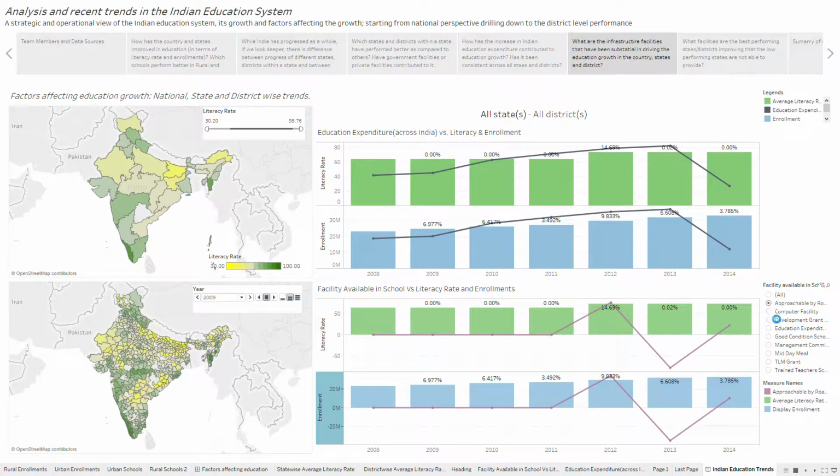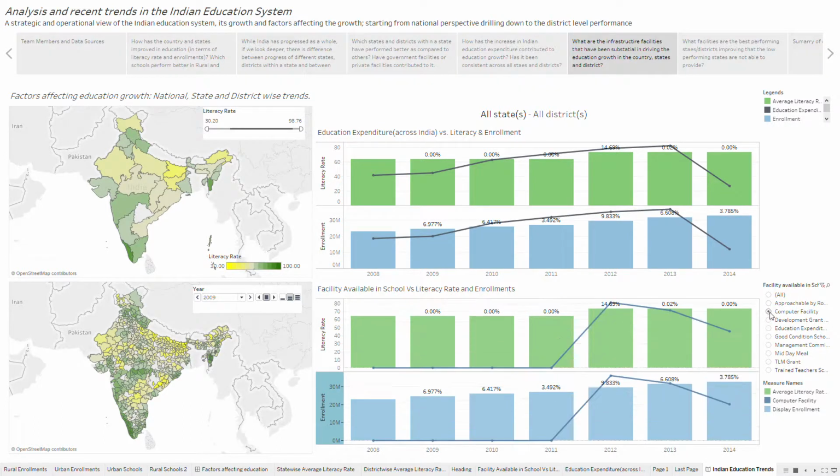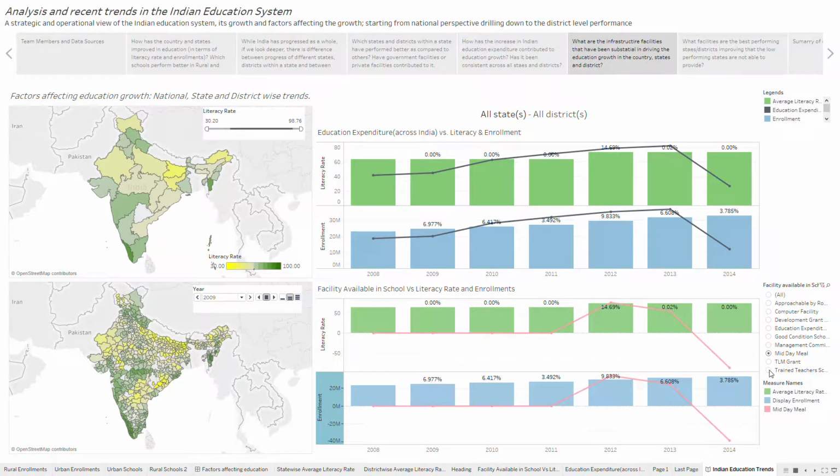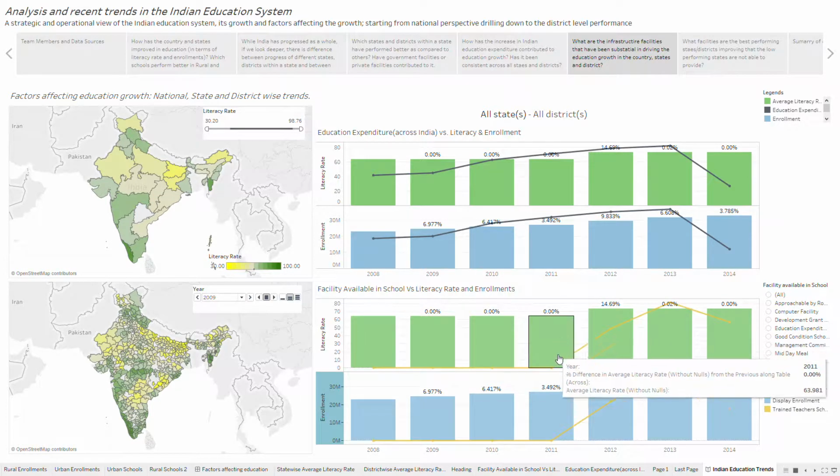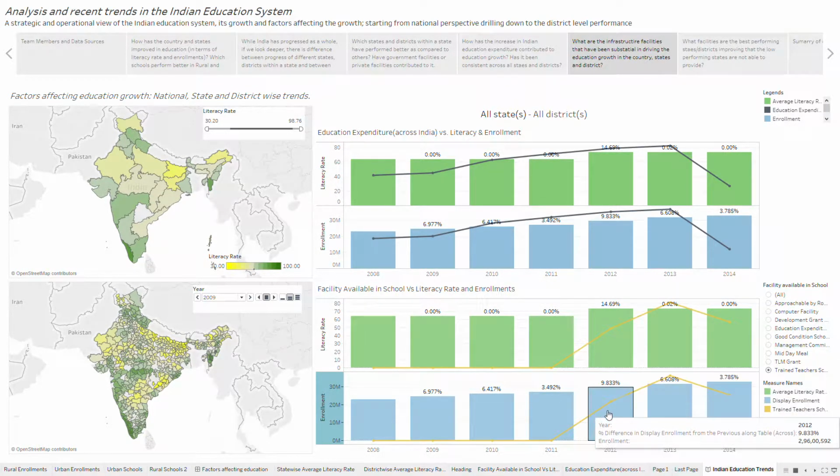The other factors, such as computer facility, have also contributed to education growth. Factors such as midday meals and trained teachers in schools all have contributed to the growing education, both in terms of literacy and enrollments.